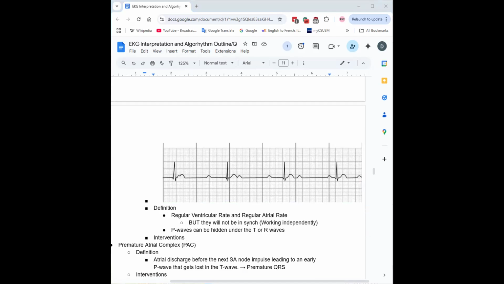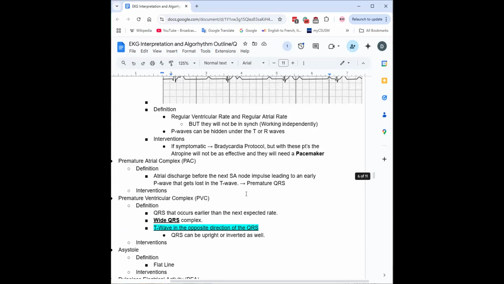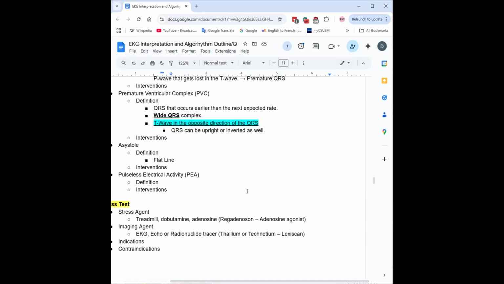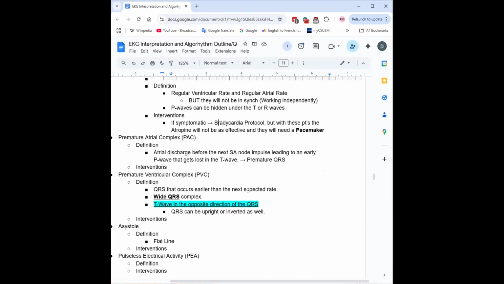And just so that we're not constantly repeating ourselves, same concept for the interventions: if symptomatic, bradycardia protocol, all the same stuff. But the important thing is that with these people, atropine is not going to be as effective and they probably will need a pacemaker. Everything Josh said there is correct. So again, just refer back to what we had about bradycardia up above. Any questions on anything we have so far?